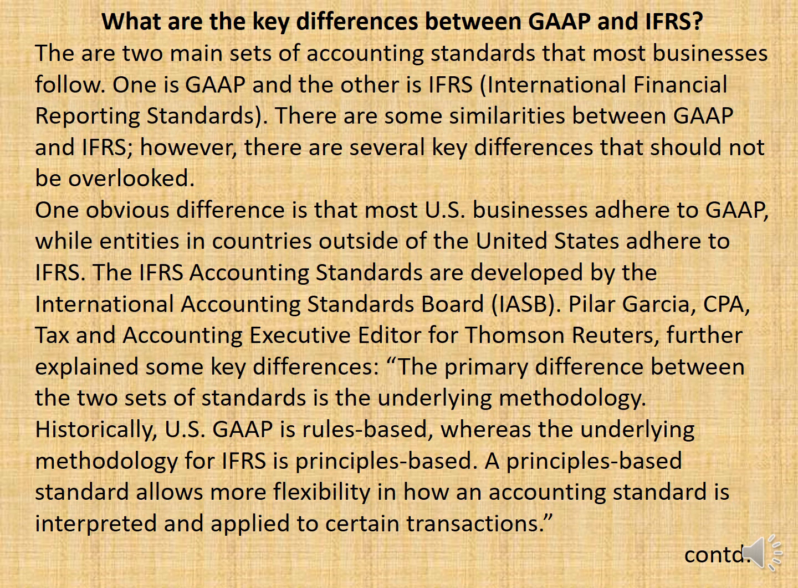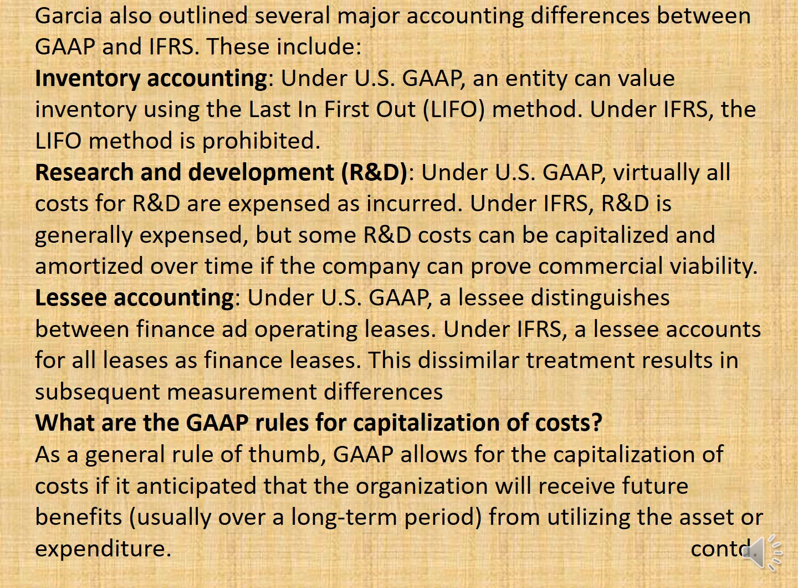Pilar Garcia, CPA, Tax and Accounting Executive Editor for Thomson Reuters, further explains some key differences. The primary difference between the two sets of standards is the underlying methodology. Historically, U.S. GAAP is rules-based, whereas the underlying methodology for IFRS is principles-based. A principles-based standard allows more flexibility in how an accounting standard is interpreted and applied to certain transactions. Garcia also outlined several major accounting differences between GAAP and IFRS.